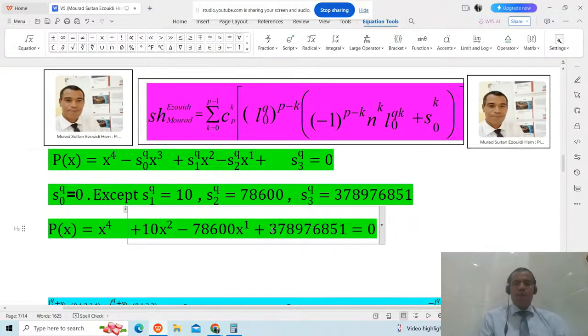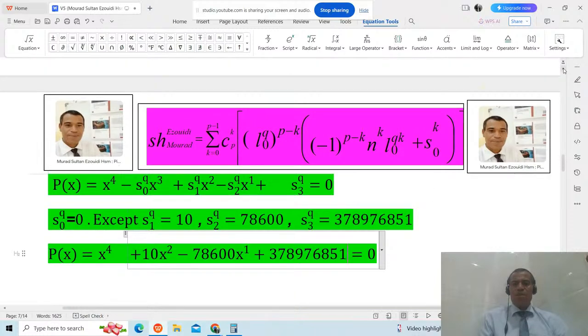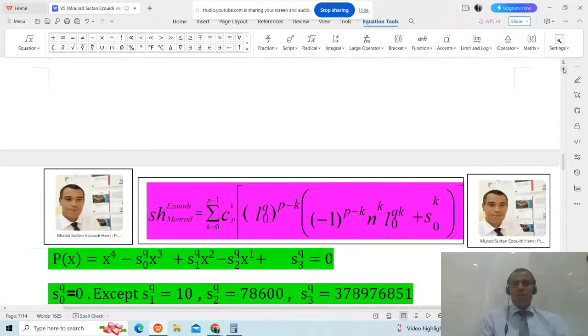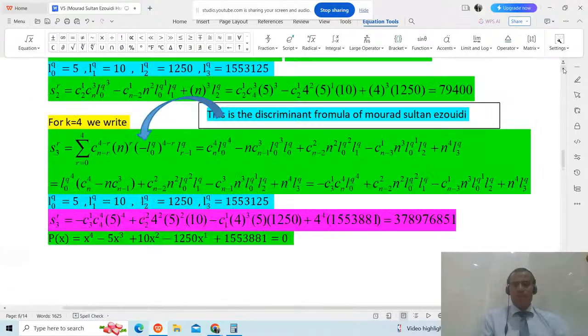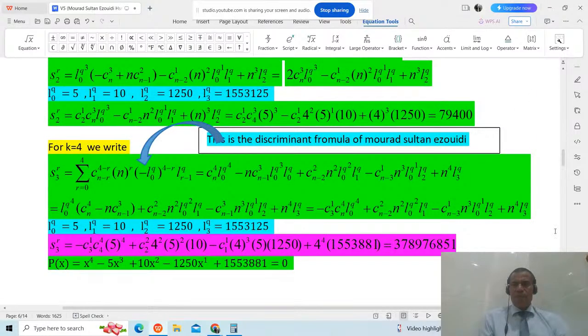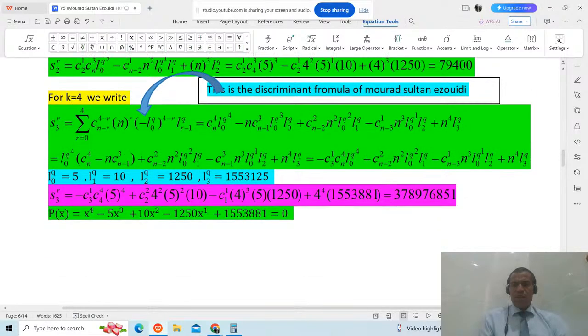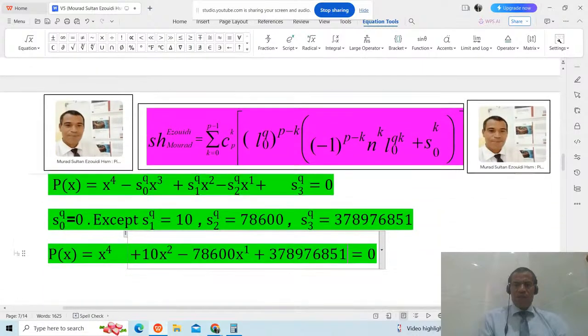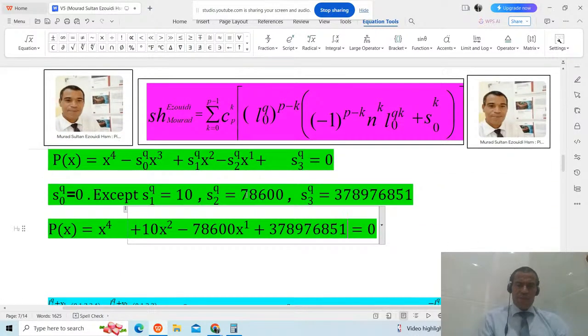Now we go back to S2 and figure out the answer. S2, which we calculated before, is 79,400. 79 is positive. Like that. Also, you can calculate it.